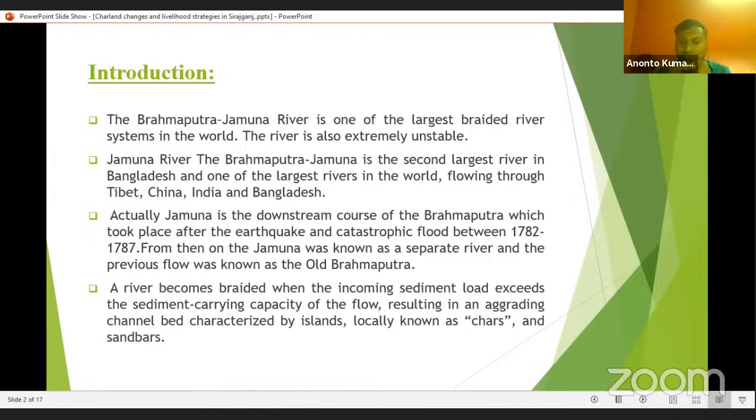Actually, the Jamuna is the downstream section of the Brahmaputra-Jamuna, which took place after the earthquake and flood between 1782 and 1787. From then the Jamuna was known as a separate river. In the past it was the old Brahmaputra, and this is now called the New Brahmaputra, and another name is Jamuna. The river becomes braided when the incoming sediment load exceeds the sediment carrying capacity of the flow, resulting in aggradation that changes the bed characteristics: islands, known locally as chol, and sandbars.